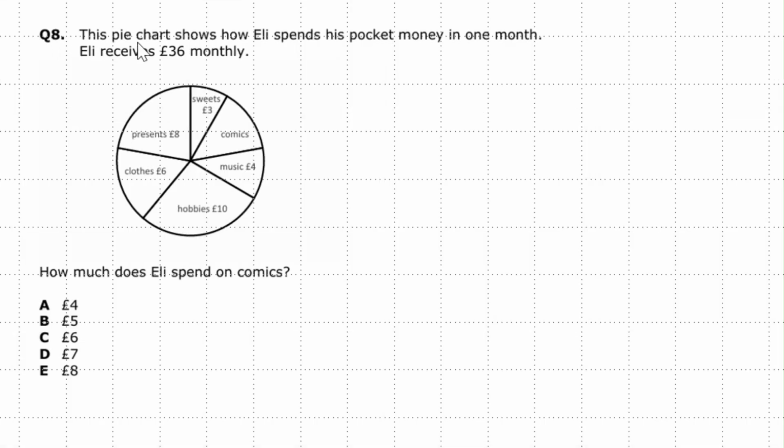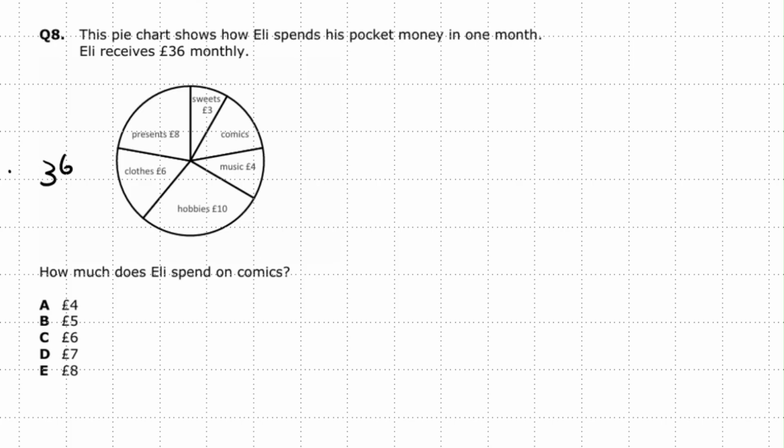Question 8. This pie chart shows how Ellie spends his pocket money in 1 month. Ellie receives £36 monthly. How much does Ellie spend on comics? Here are the options, and here is the pie chart. Ellie uses his £36 monthly. So, to do this, we first need to add up all of this.